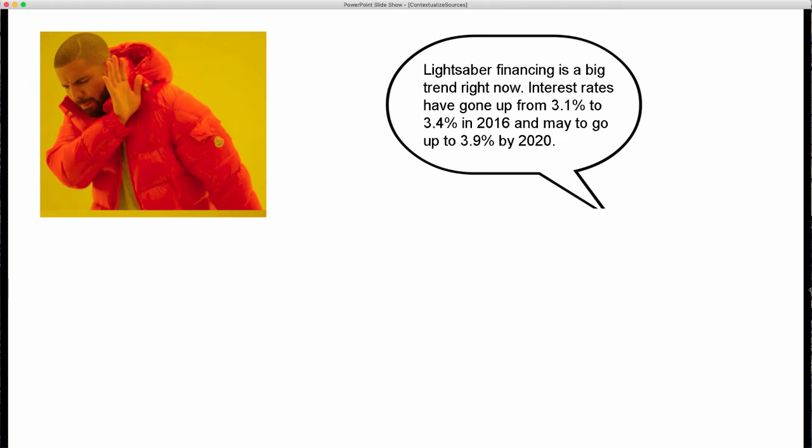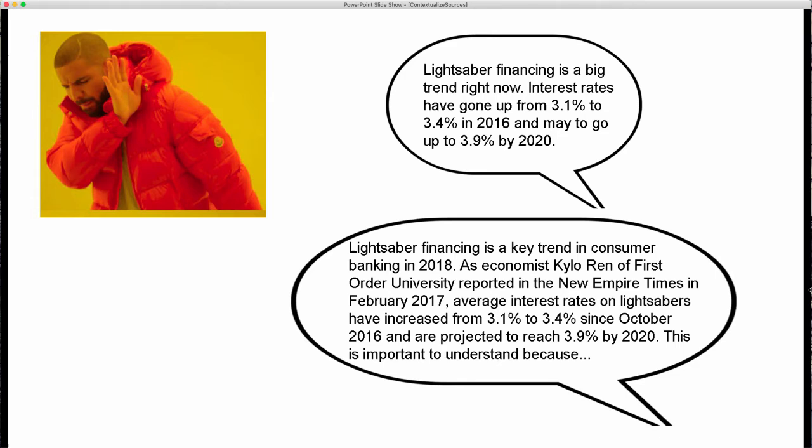But imagine if you said this in front of the slide. Lightsaber financing is a key trend in consumer banking in 2018. As economist Kylo Ren of First Order University reported in the New Empire Times in February 2017, average interest rates on lightsabers have increased from 3.1 to 3.4% since October 2016 and are projected to reach 3.9% by 2020. This is important to understand because, and then you continued on with explaining why this point is important.